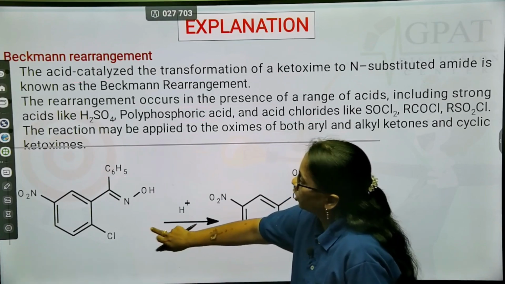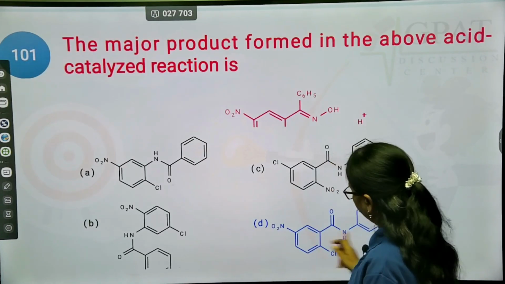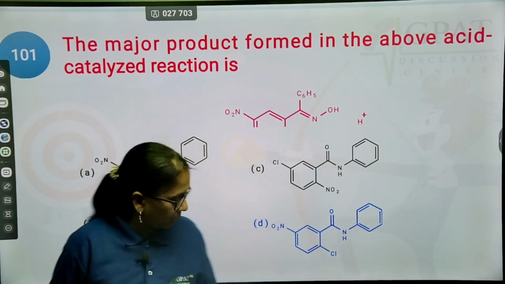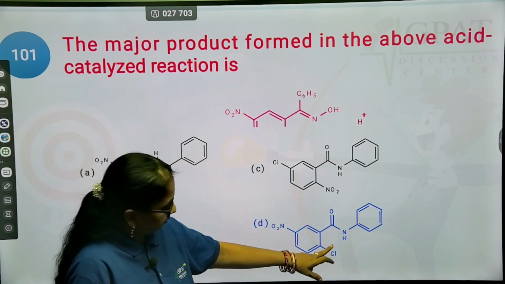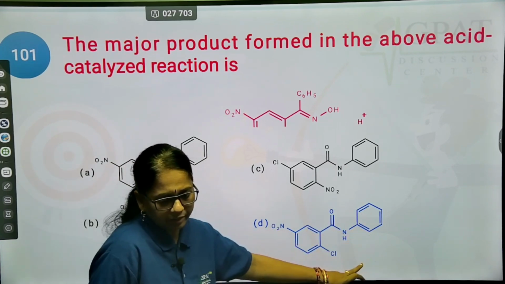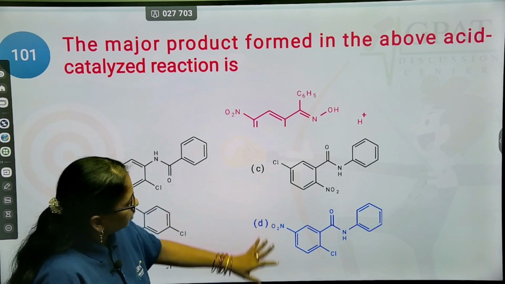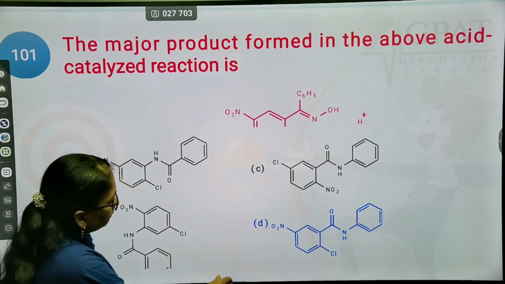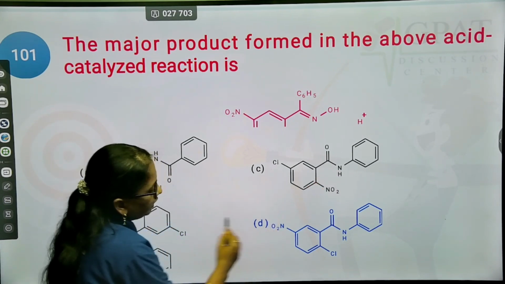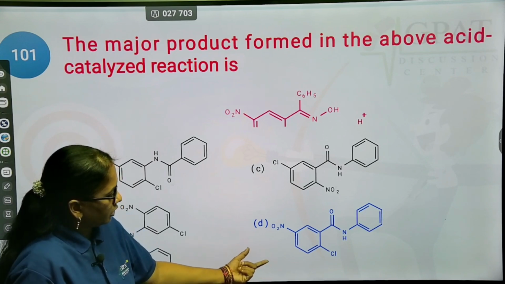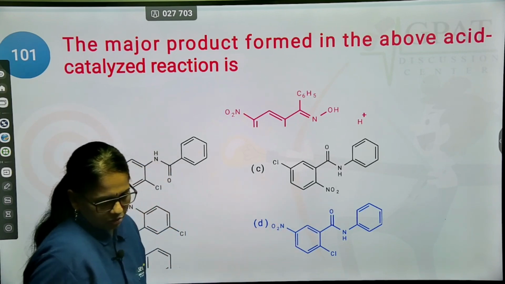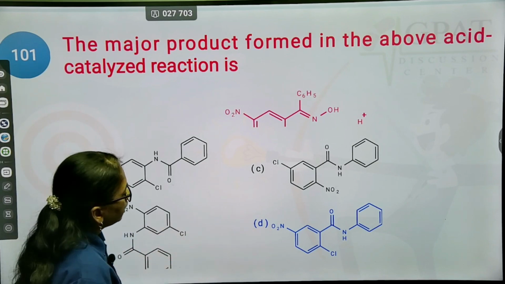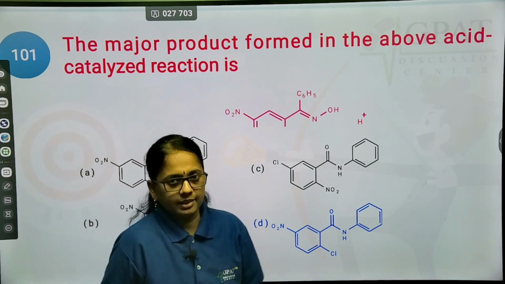So, what is the right option? You are going to see D. This Beckmann rearrangement converts the ketoxime to the amide. All this way you are going to see the same thing, but here C and D look similar, only the positions of NO2 and Cl have changed. You should not confuse with that. So, option D is the right answer.